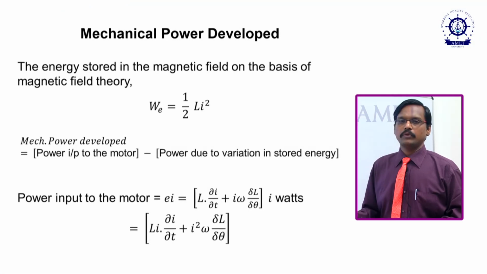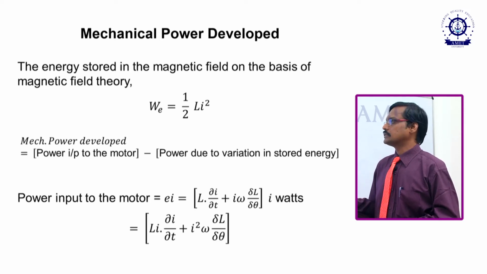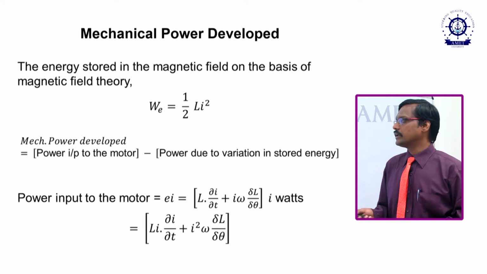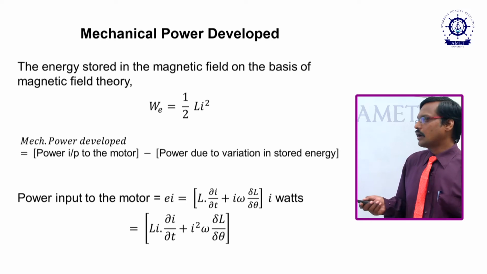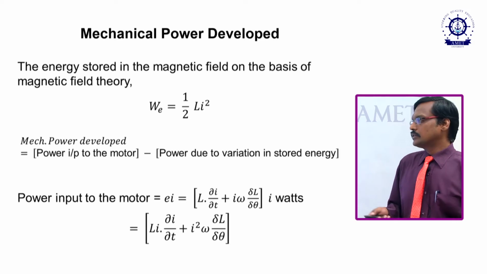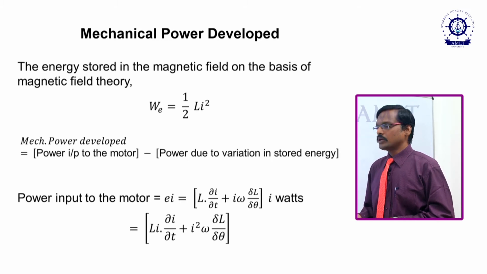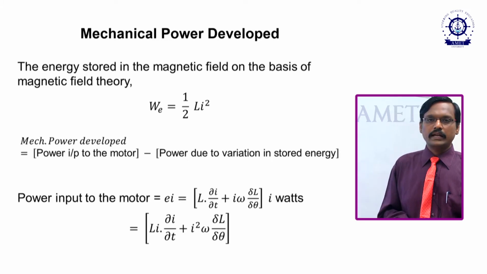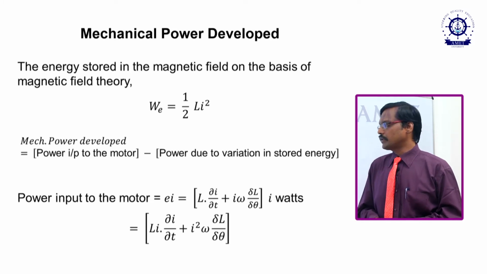Then coming to the mechanical power developed, by using the basic magnetic field theory statement, the energy stored in the magnetic field is WE equal to half Li squared. The mechanical power developed in this SRM motor is normally derived from the total input power given to the motor minus the power due to the variation of the stored energy. From this we can derive the mechanical power developed. The power input to the motor is the electrical power, which is nothing but E into I, for which we have already derived the equation for EMF E.